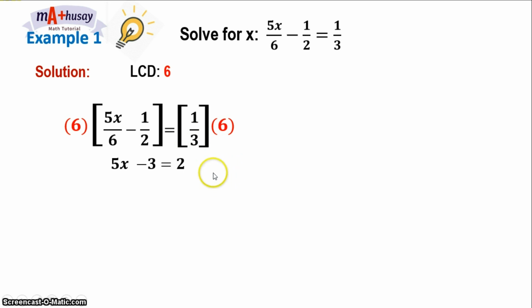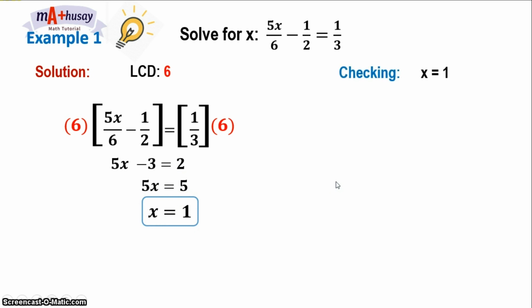So meron na lang tayong simpleng linear equation. So to simplify this, mag-a-add tayo ng positive 3 both sides of the equation. So, meron tayong 5x equals 5. Now, since we want to solve for x, so dividing both sides of the equation by 5, we have x is equal to 1. Ngayon, na-solve na natin ang given rational equation at meron na tayong sagot. But we still have to check this if this is a solution or not. So, we will do checking.